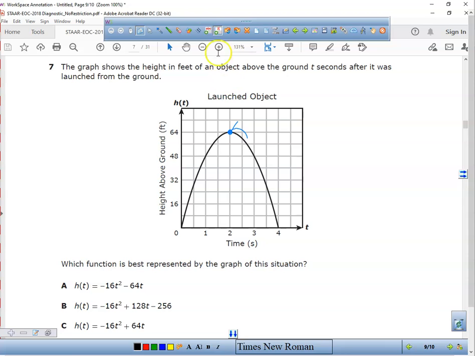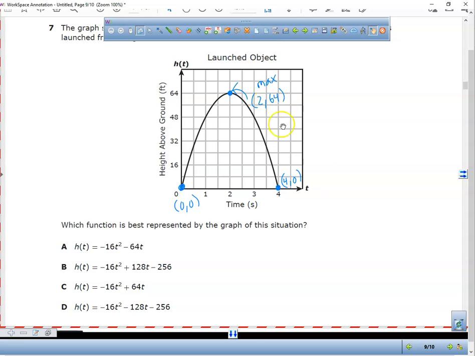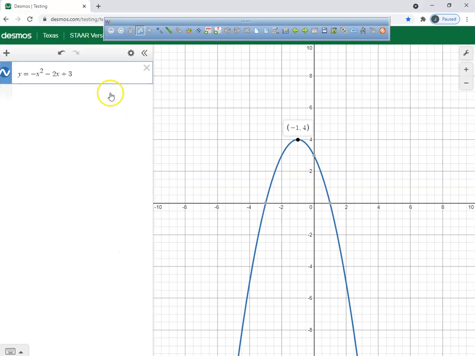What does this point represent? That's at a 2, 64. That's the maximum. Put max. Right here, 4, 0 is one of your zeros. What's my other 0? 0, 0. So literally, all I have to do is find the graph that matches those points. And that's it. Here was the correct answer.